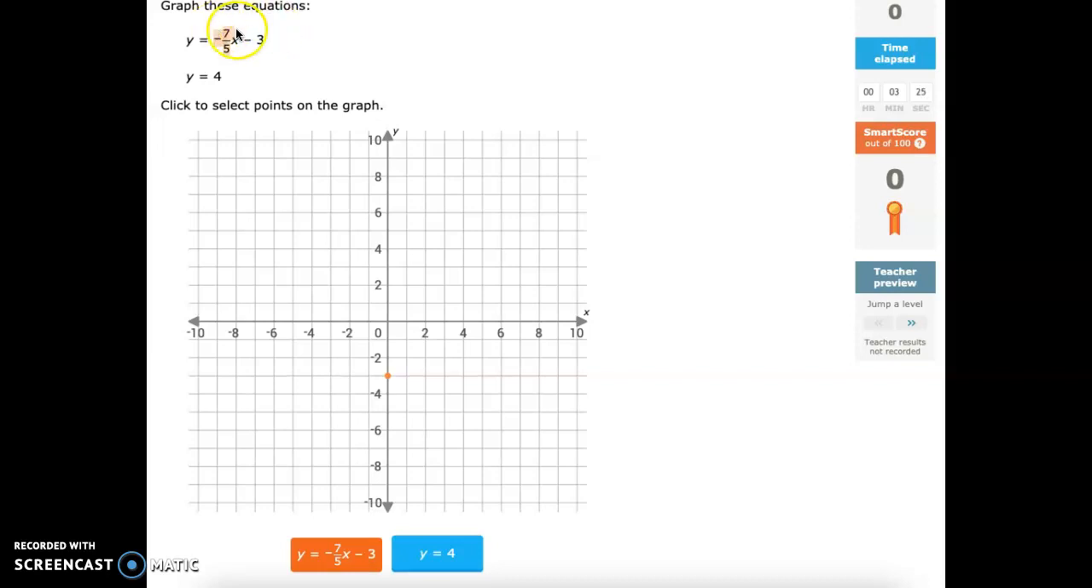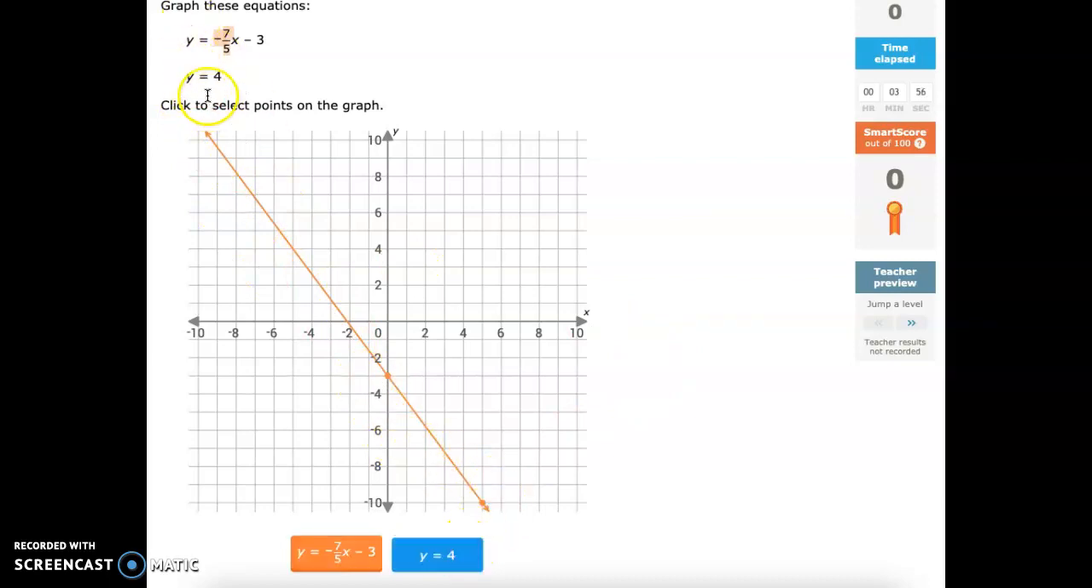The top number, the way I think of it, tells you to go up or down. So I see -7. Negative means down, so I'm going to go down 7: 1, 2, 3, 4, 5, 6, 7. And then the bottom number of the fraction, the denominator, always tells me to go to the right. So I'm going to go right 5. So here is -7/5 x minus 3.